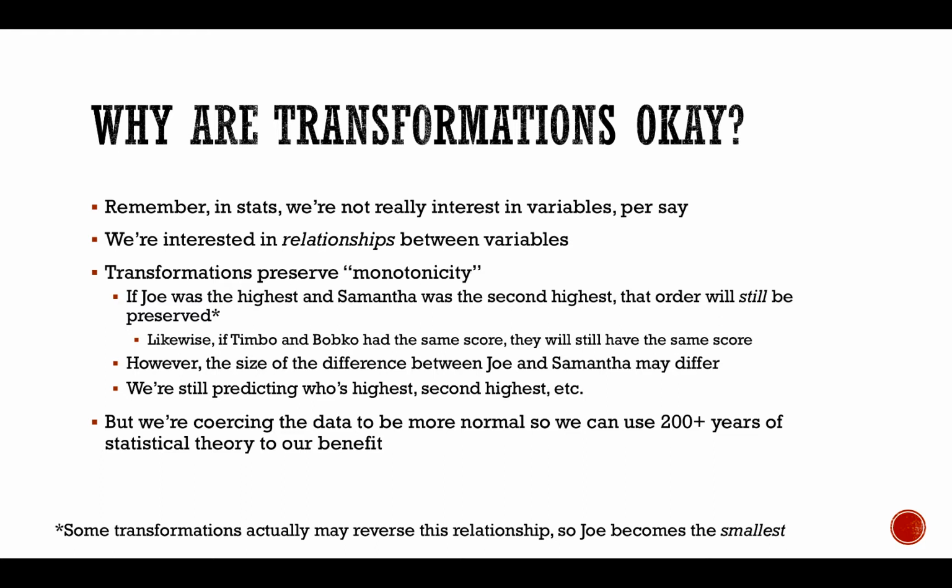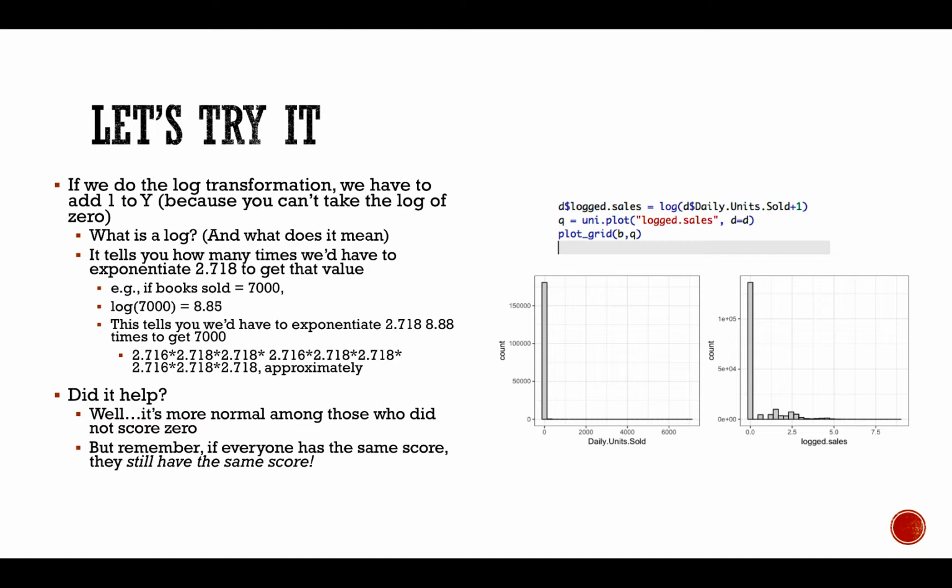So we're still predicting who's highest, second highest, etc., but we're coercing the data to be more normal so we can use approximately 200 years of statistical theory to our benefit. That's the basic idea behind it, and so that's why transformations are okay. But again, there is a little bit of an element of exploration in there, and that's okay as long as you're explicit about it and you don't use any p-values or anything. So let's go ahead and try that. Let's say we do the log transformation. Oh, by the way, if we do a log transformation on these data at least, we have to add 1 to y because you can't take the log of 0. Okay, you understand me?